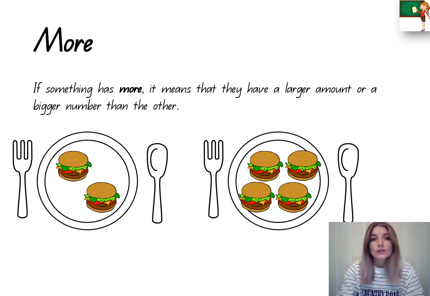Now, I know you've been learning this a little bit this week, but we're going to just go over what it means if something has more, less, or the same. So we're going to start with more. If something has more, it means that they have a larger amount or a bigger number than the other. So I can see this plate has more burgers than this plate because I know that 4 is a bigger number than 2, which means it's more.